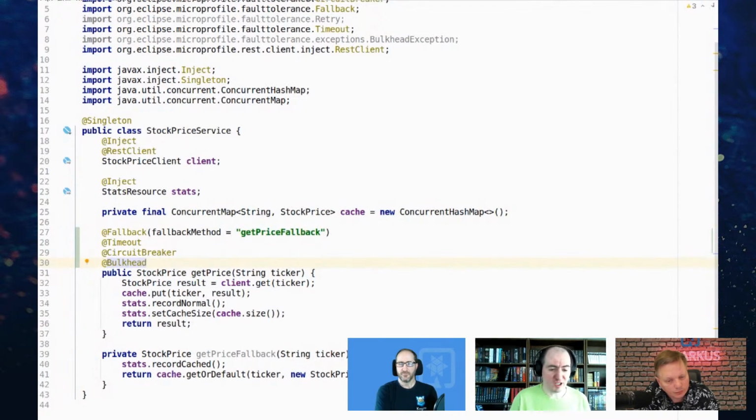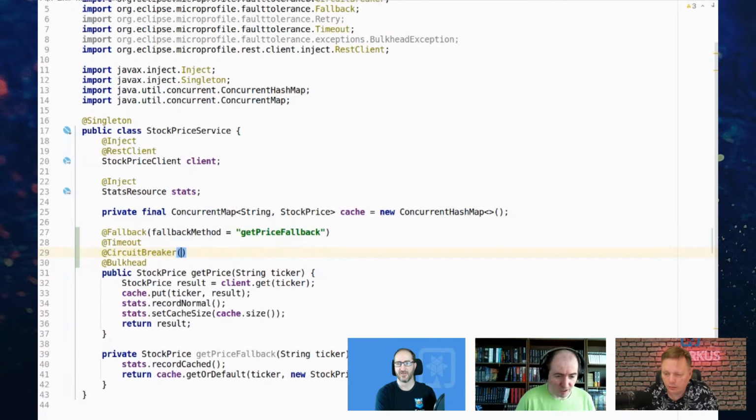The fault tolerance strategies, the fallback, timeout, circuit breaker, and bulkhead, are nested in a way. And here, the bulkhead is inside the circuit breaker. So if a bulkhead prevents another request from happening, it does that by throwing an exception. The circuit breaker will catch that exception and think, yeah, another failure happened.